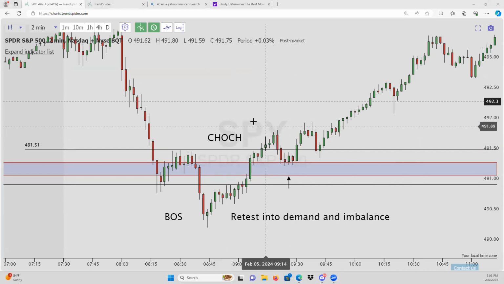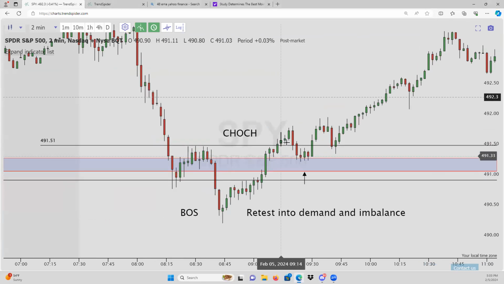So why is this important? Because we changed a character, right? We broke this market structure. We created a higher high. Now we're creating a lower high. And that lower high is now coming back, filling this imbalance, filling into this demand. We held. This is going to be your entry.